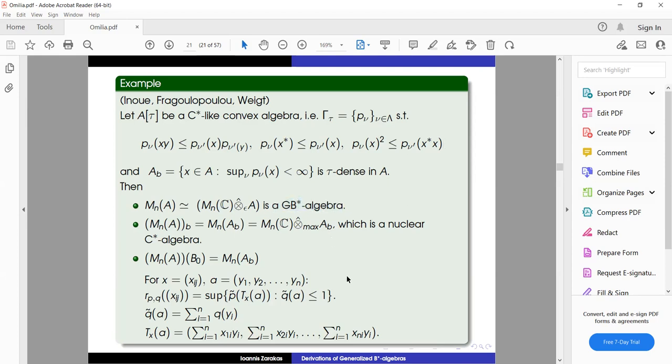This GB* algebra is an example of a nuclear GB* algebra in the sense that the bounded part of the matrices is this nuclear C* algebra: the tensor product with respect to the maximum norm of the n times n complex matrices times the bounded part of alpha. This is nuclear. And the nuclearity comes from the description of the topology given in the n times n matrices of alpha. I stated here some details about this topology, which comes from the seminorms here for every matrix x_ij. So the crucial fact is that this gives us a well-established example of a nuclear GB* algebra, matrices over a symmetric-like convex algebra. Quite natural.